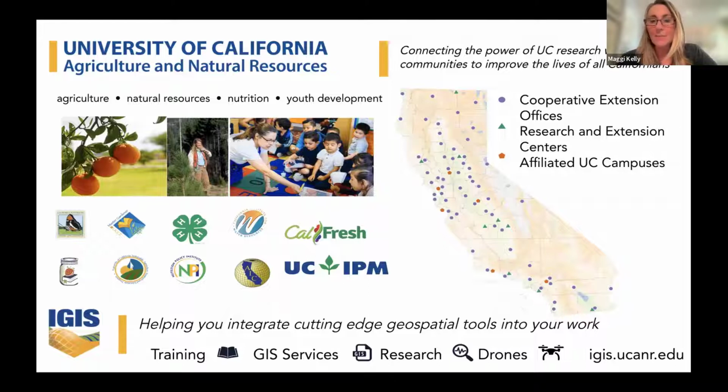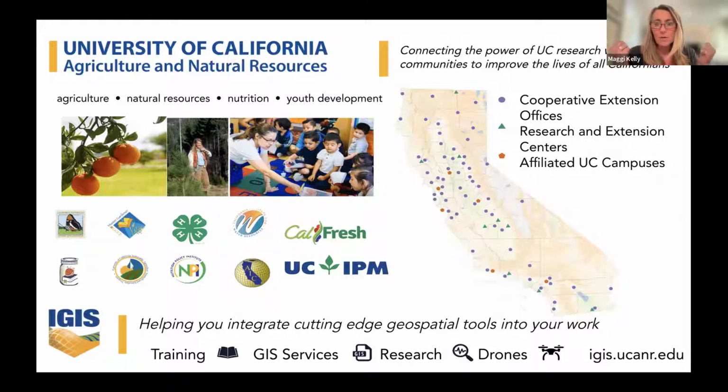We have folks all around the state in cooperative extension offices, research and extension centers, and affiliated UC campuses. I'm at the Berkeley campus, but we also have many other academics and staff throughout California. All of our work focuses on how to do applied research in agriculture, natural resources, nutrition, and youth development. And all of us feel strongly that we want to connect the power of UC with communities across California. Our particular group, this Informatics and GIS group, I'm the director, Maggie Kelly.